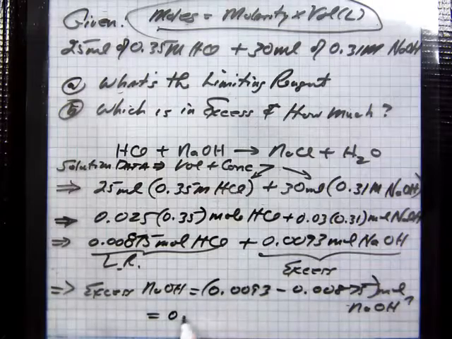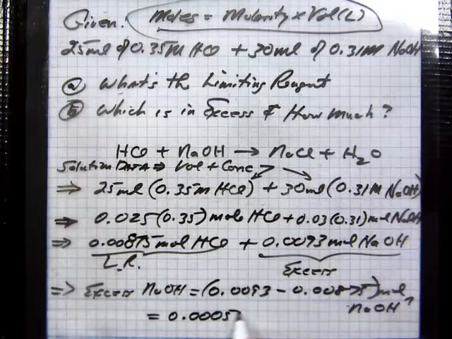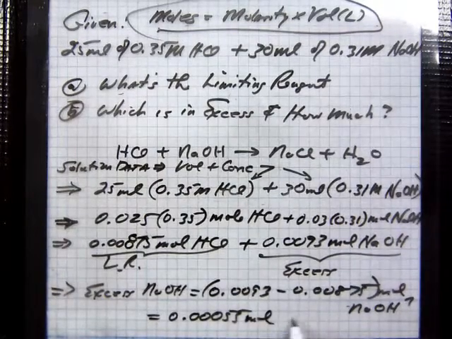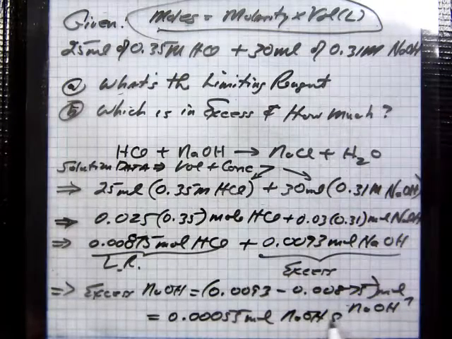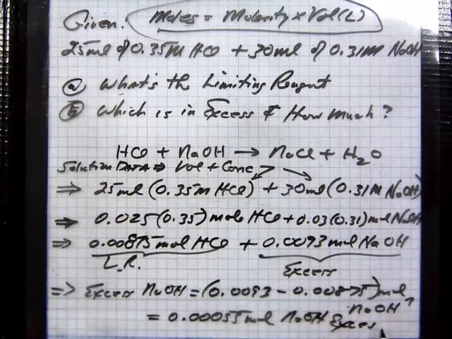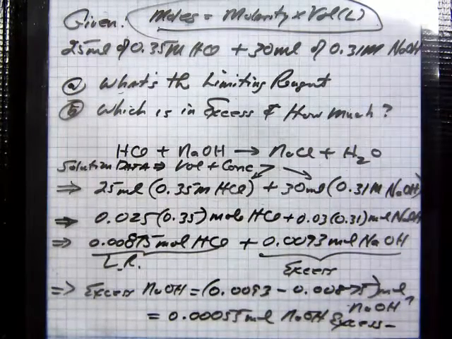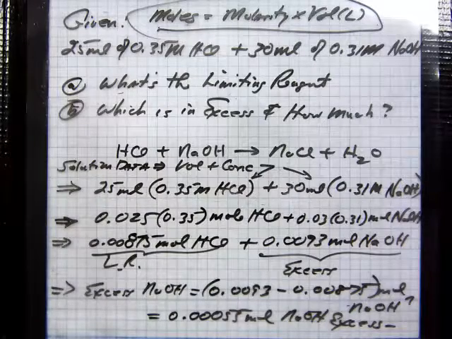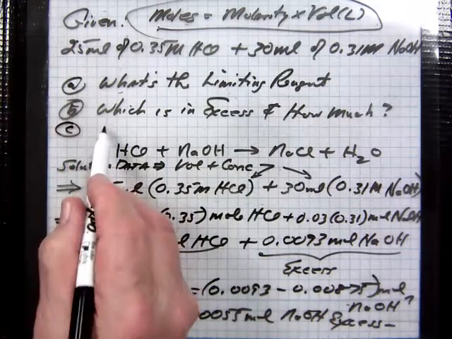Gives me 0.00055 mole NaOH excess. Now what's the concentration now? That was part C. That's what I forgot.